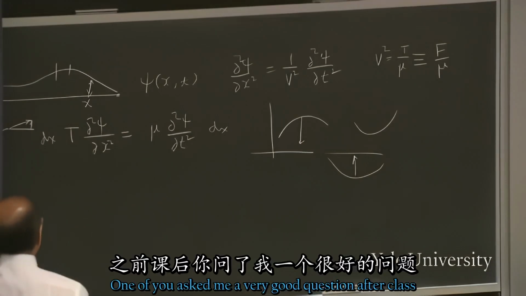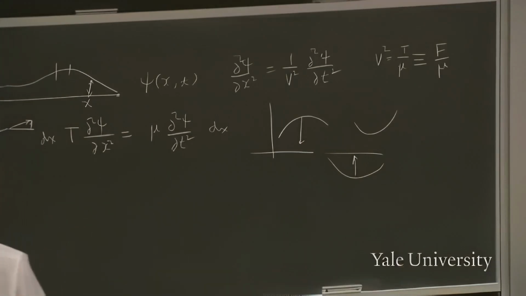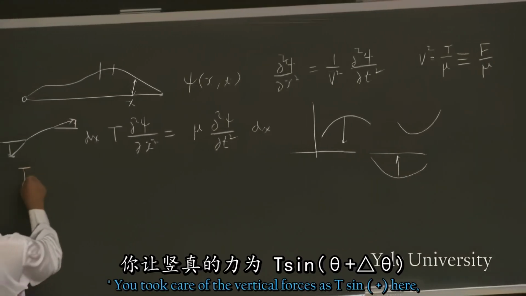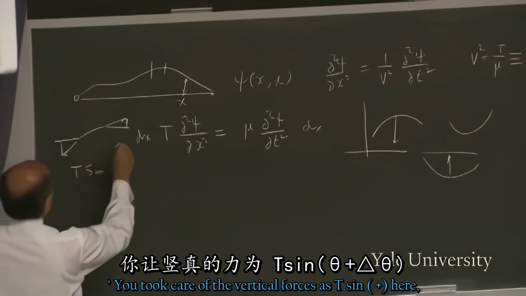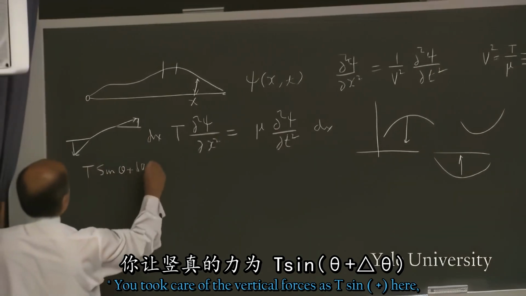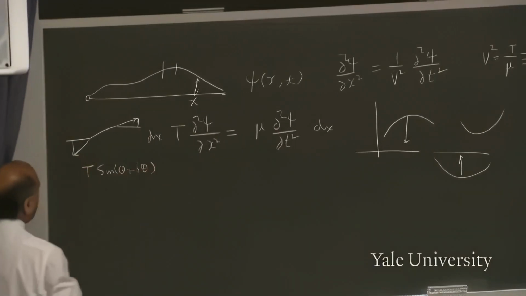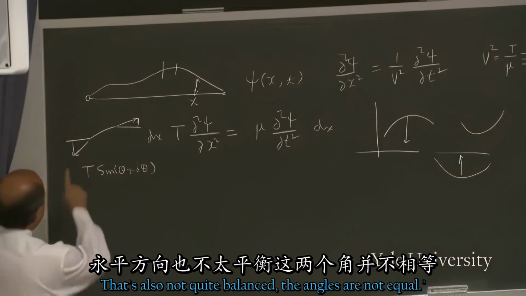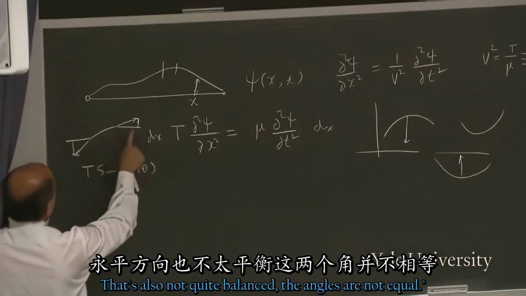One of you asked me a very good question after class. The question was, you took care of the vertical forces as T sine of theta plus delta theta here and T sine theta here, and you did all the cancellation. How about the horizontal part? That's also not quite balanced. The angles are not equal.